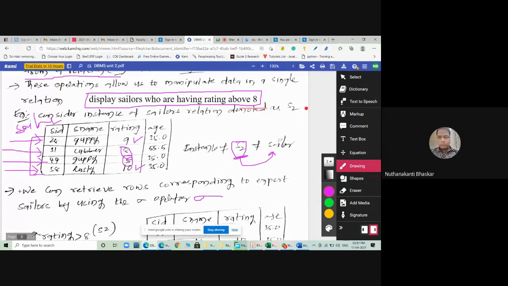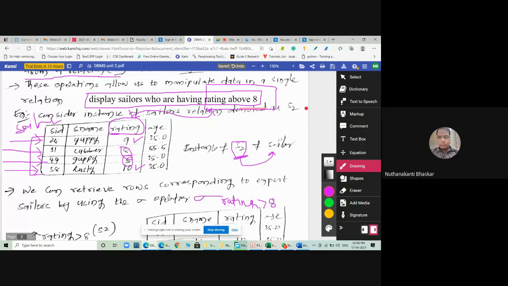Particular records. Particular means what is the condition? Rating above 8. Rating above 8 means this selection operation must depend on this column name, because the condition is rating above 8. Then we have to write sigma of the column name, which is rating. Please carefully understand. Rating above 8. Above means greater than 8.